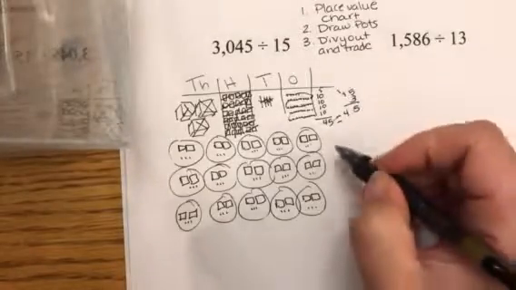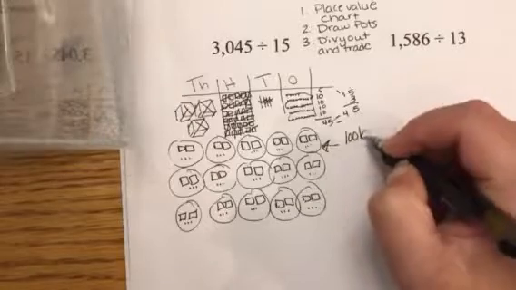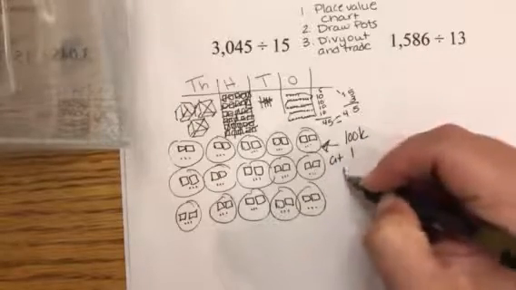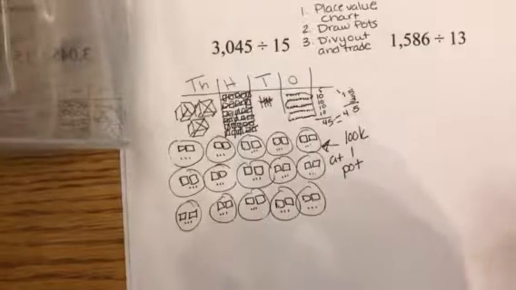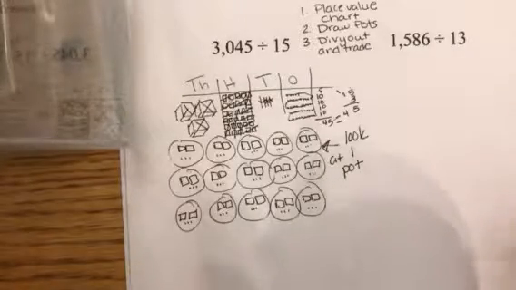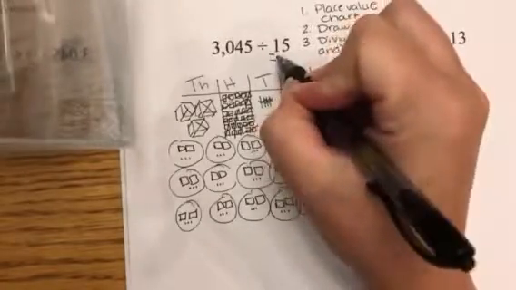So how do I find my answer? I look at one pot. So look at one pot. Okay? So 3,045 divided by 15 is 23.